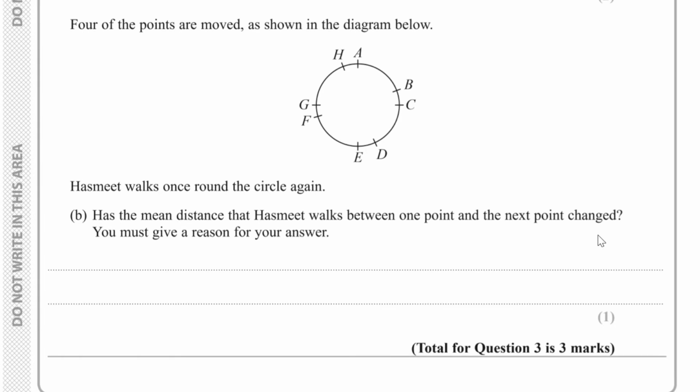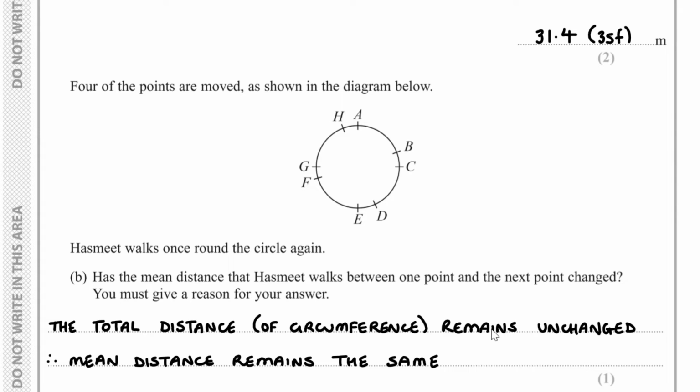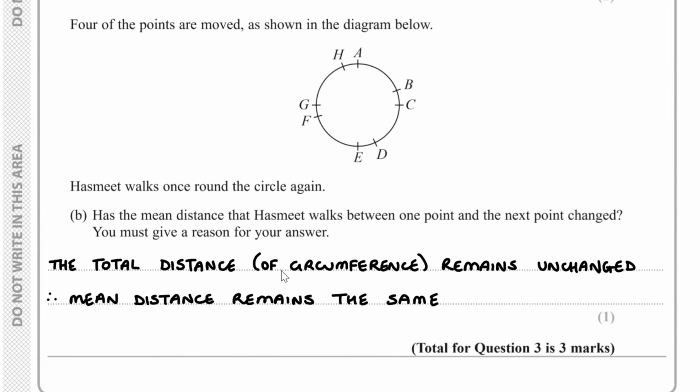And now for part B, 4 of the points are removed, as shown in the diagram below. As Meet walks once around the circle again, has the mean distance that Meet walks between one point and the next point changed? You must give a reason for your answer. So the total distance of the circumference has remained the same, and therefore the mean distance will also remain the same.